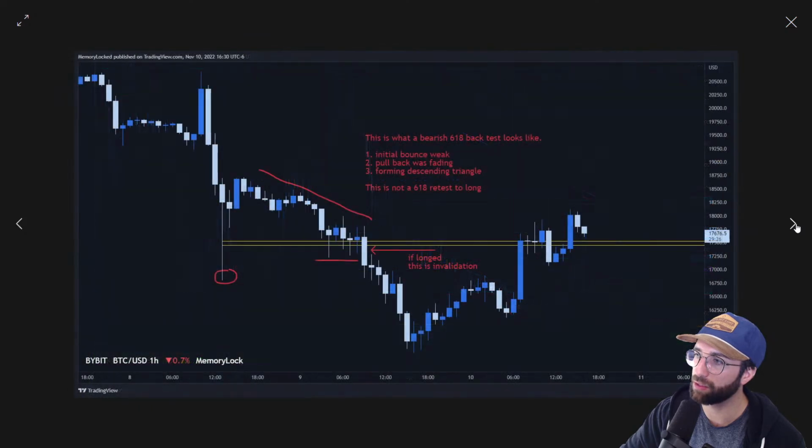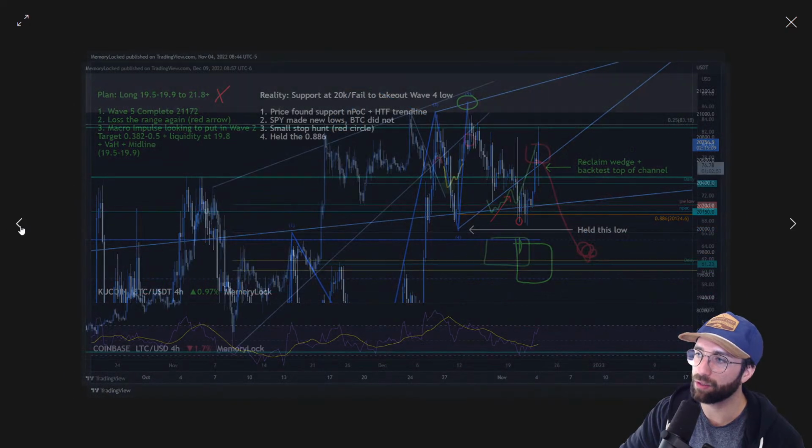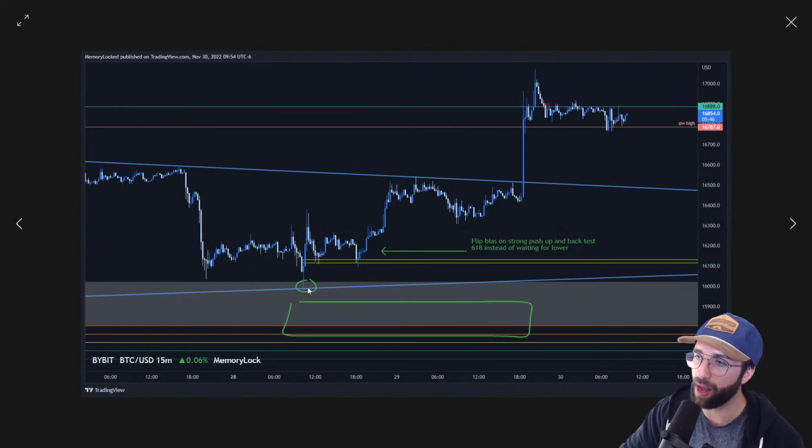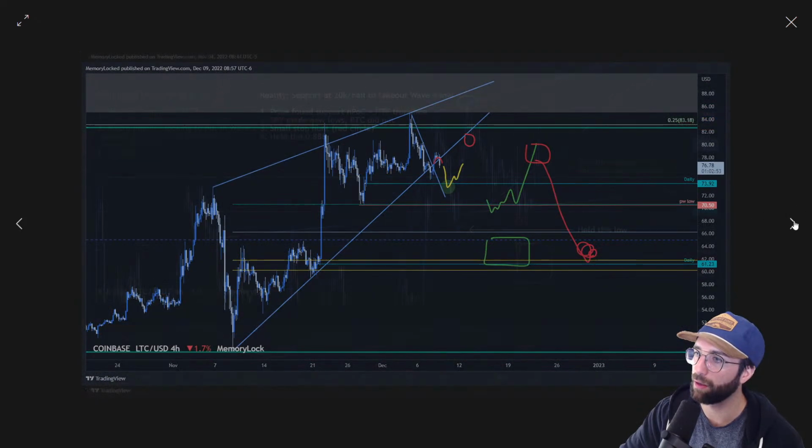And sometimes we can see, like, this is another example. This is a bad example of when you would want a long. So here, right, this is the wick down. We're not seeing that continuation, and then price is just slowly falling to the 618, kind of holding it and then breaks down, right? That's not what we want to see. We want to see this really nice reaction, this bounce just like this, and then back test the 618, right? We're not looking at this to long, we're looking at this to long, okay?